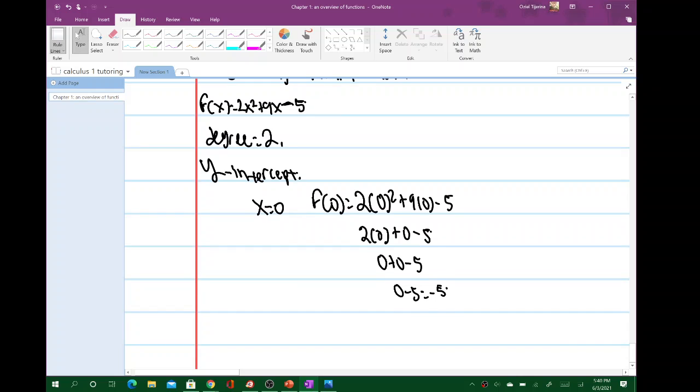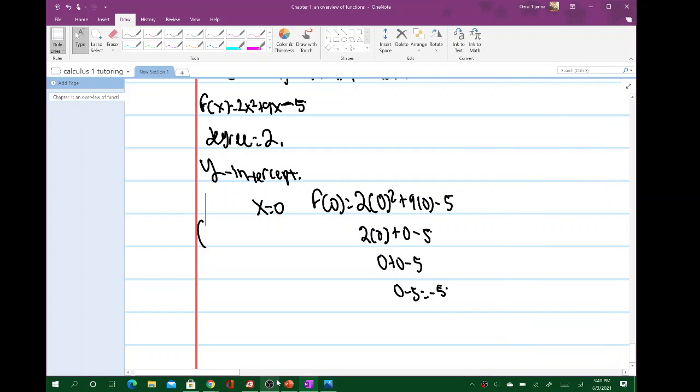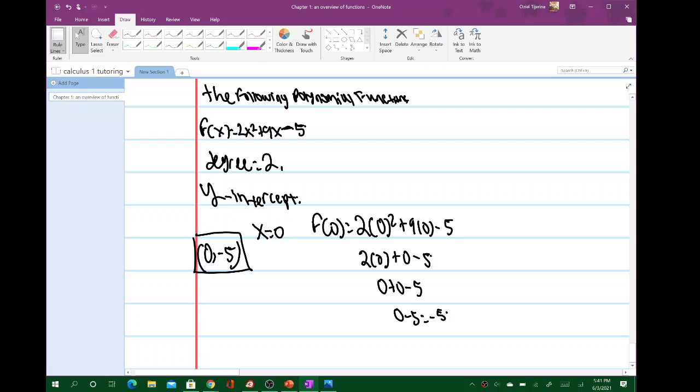So the y-intercept, and I know some teachers or professors do it as, they would say y equals -5. But I like to do it as a coordinate, 0, -5. That's just my preference. The way that you say it is the y-intercept is 0, -5, or the y-intercept occurs at y equals -5. It's about how you word it.